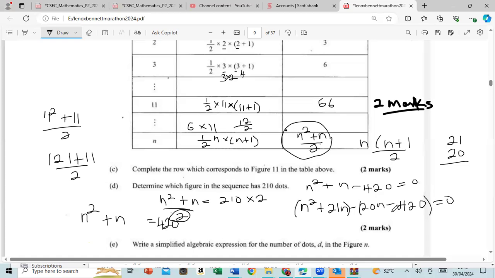I think this one was tough. So now we just factorize. What common factor? n. We need more space. So this works out to n. n into n squared leaves n. n into that leaves 21.